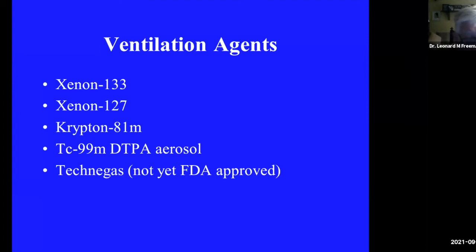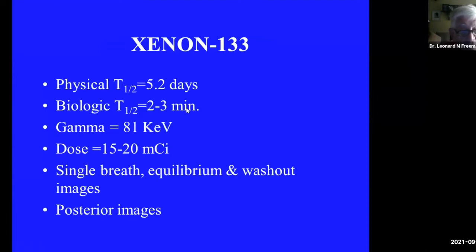But Technogas, which is usually the universal agent used throughout the world, is not yet approved by the Federal Drug Administration in New York. So a DTPA aerosol and xenon gas are the two that are generally used. Well, xenon gas has got a 5.2 day half-life. Its gamma energy is 81 keV.